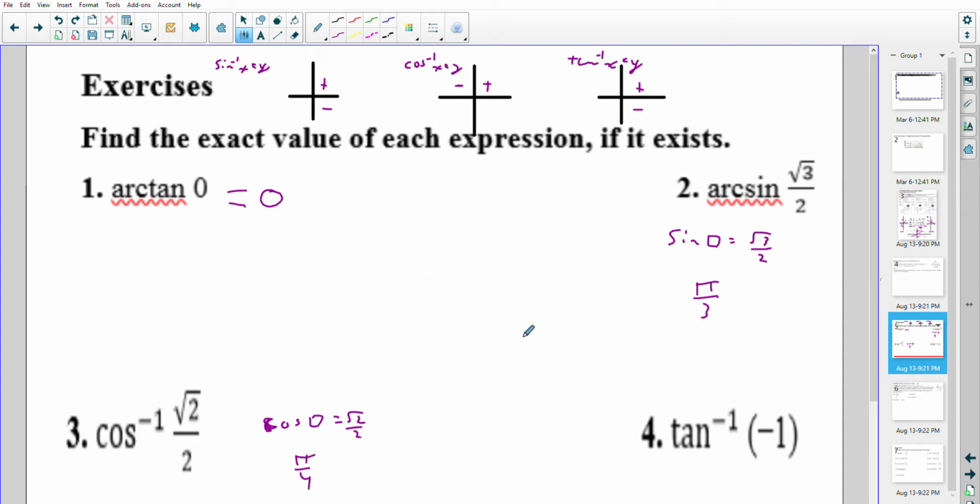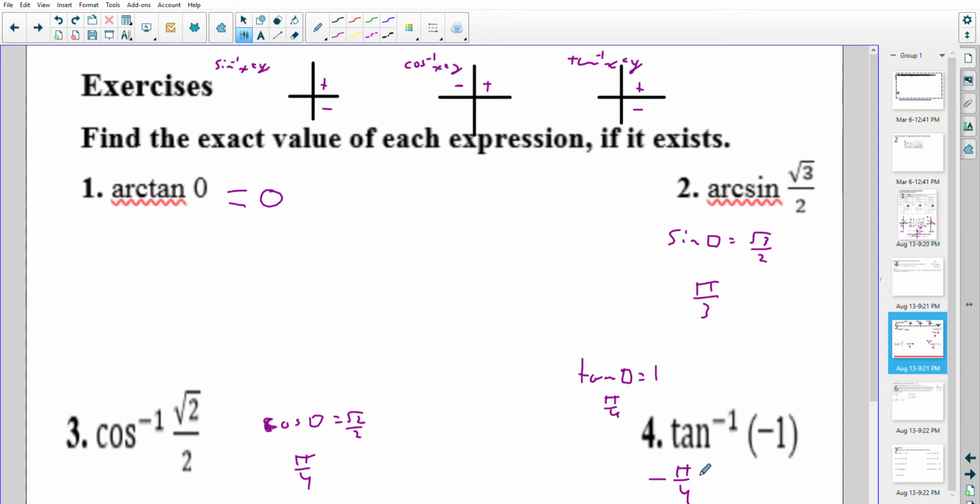Now, we haven't had any negative cases. This is the first negative case on number 4. And I have to go up to the tangent, and the angle has to be in the fourth quadrant. So if I were to pretend that negative didn't exist and just say the tangent of what angle equals 1, the tangent of pi over 4 is equal to 1. However, it has to be in the fourth quadrant. So now the answer is negative pi over 4.